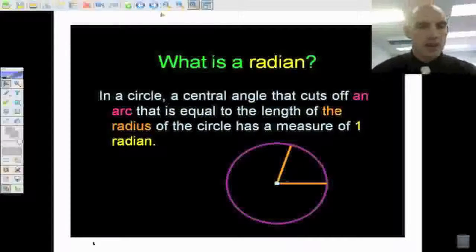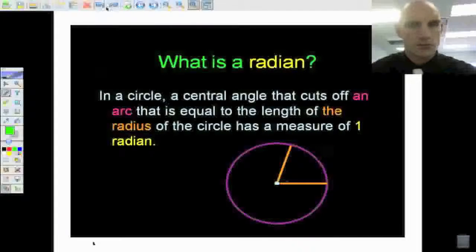What is a radian? In a circle, a central angle that cuts off an arc that is equal to the length of the radius of the circle has a measure of 1 radian. What does that mean? Here's what it looks like. If I've got the radius here of this circle, I'm going to label it R, which is my radius of my circle. This arc here is going to be labeled S. And the angle that I'm talking about that's cut off is right here in the middle. So that's my theta. And I'm going to label the center here just with an O.